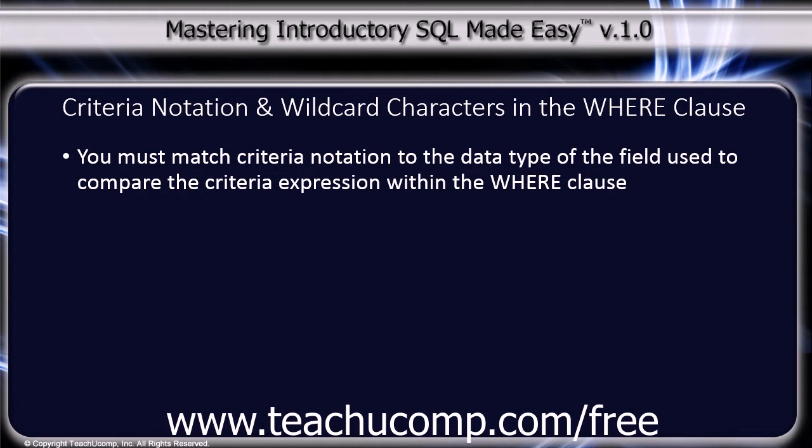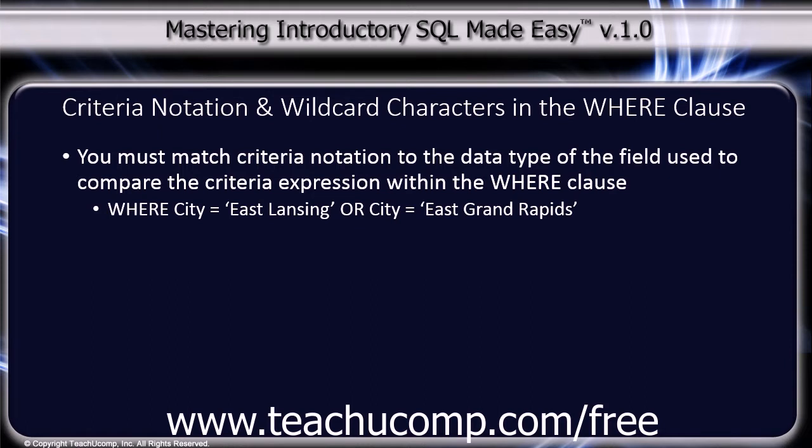Many implementations will accept either set. For example, if searching for the value of East Lansing or East Grand Rapids within a city field in the where clause, the resulting where clause may look like the following example: where city equals 'East Lansing' or city equals 'East Grand Rapids', and note that East Lansing and East Grand Rapids are enclosed in single quotes.